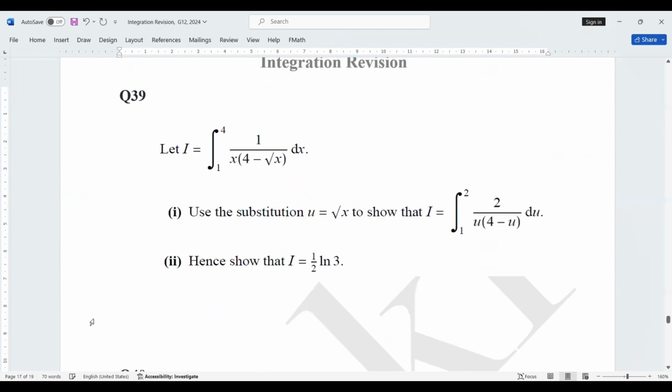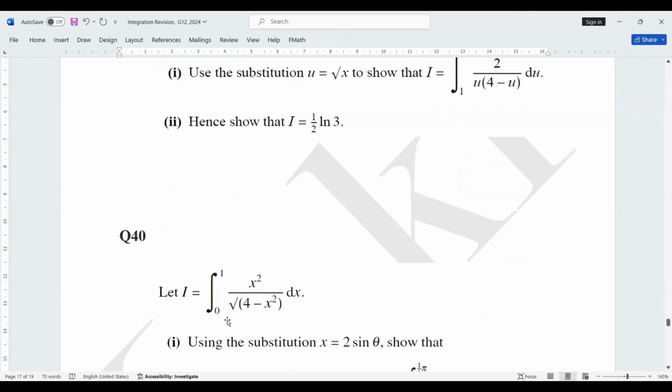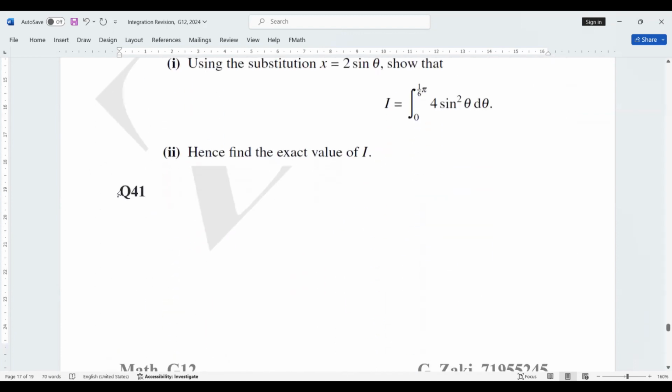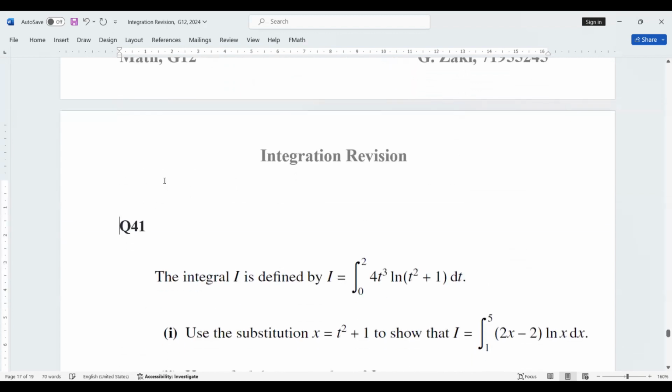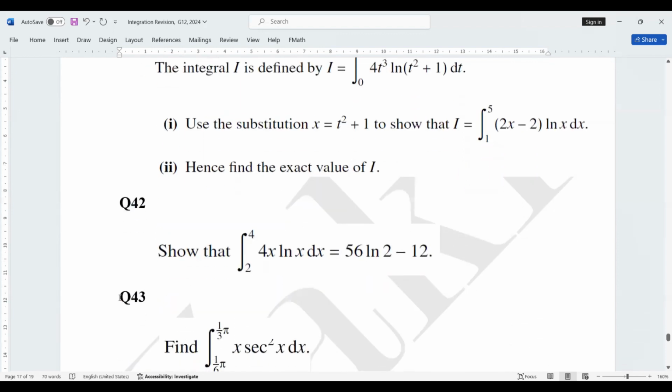Okay, also this is substitution. By the way, what is the difference between substitution and parts? In substitution, the two functions are the same type. It's a product of two functions, but they are the same type. But in by parts, they are different types, not the same type. So number 40 will be a homework for you. And number 41 is also substitution. Now we go to question number 42.